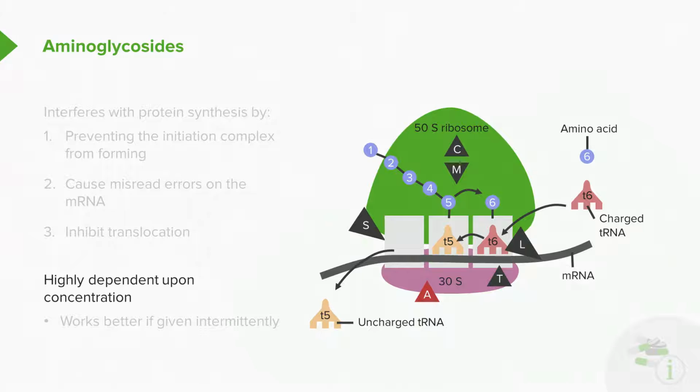They are highly dependent upon concentration. So aminoglycosides are concentration-dependent antibiotics. These medications actually work better when given intermittently. You're better off having a high peak and a trough than you are having a steady state level. This is what makes these medications unique. They are concentration killers as opposed to time killers. So we like to have an intermittent on-off exposure to these medications.